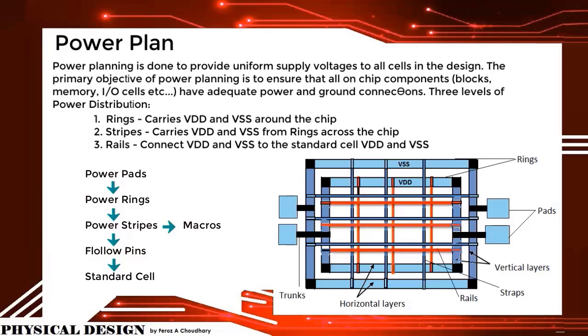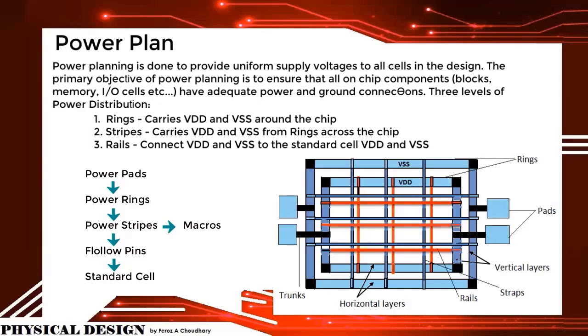Today's topic is power plan. Here, power plan is done to provide uniform supply voltage to all the cells in the design. The primary objective of power planning is to ensure that all on-chip components like blocks, memories, I/O cells, etc., have adequate power and ground connections.